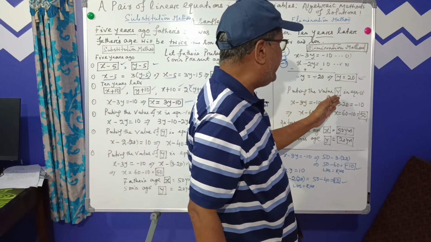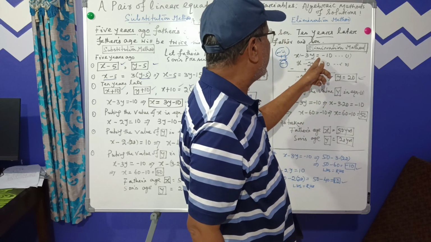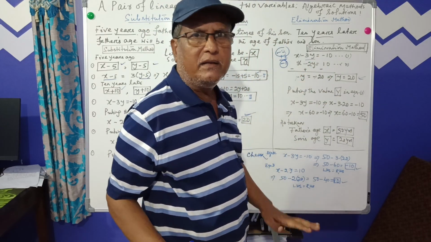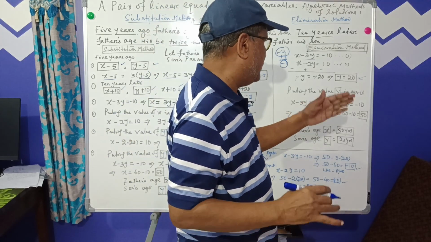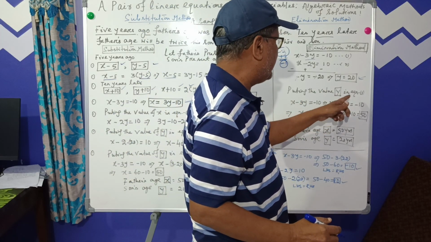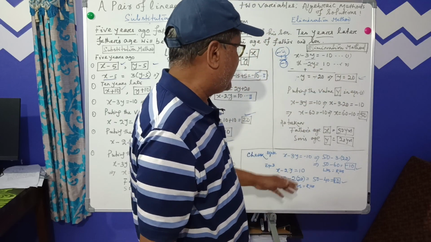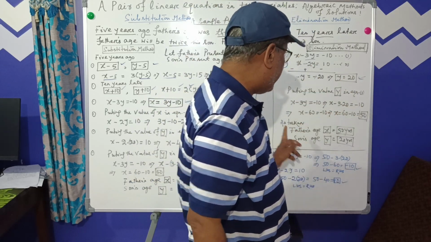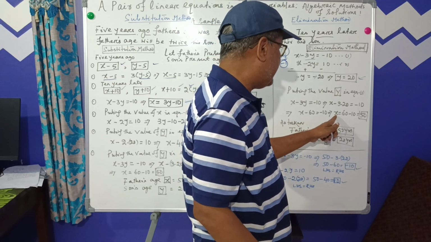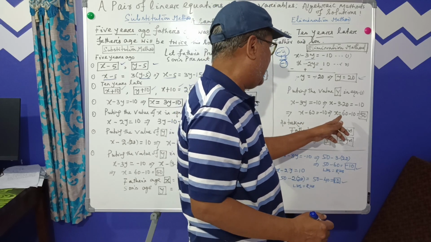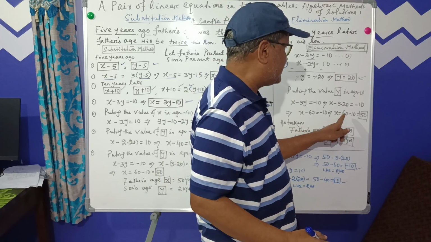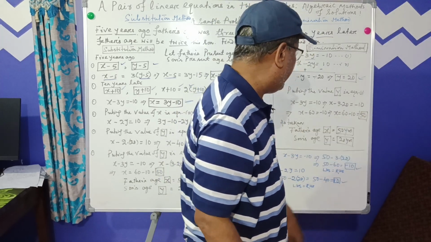Then putting the value of y in equation number 1. Here write equation number 1: x minus 3y equal to minus 10. Put the value: x minus 3 into 20, 20 is the value of y, is equal to minus 10. That implies x minus 60 is equal to minus 10, and x is equal to, by transposition, 60 is carried out to the RHS, this is plus. So x is equal to 60 minus 10, that is 50.